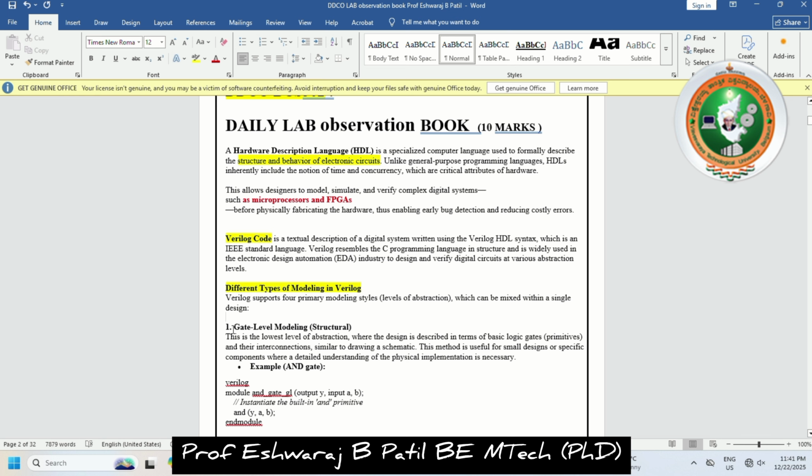There are four different types of modeling in Verilog. The first one is gate level modeling. The second one is data flow modeling. The third one is behavioral modeling. Another one is switch level modeling, or transistor level modeling. First we will see these levels of abstraction one by one.